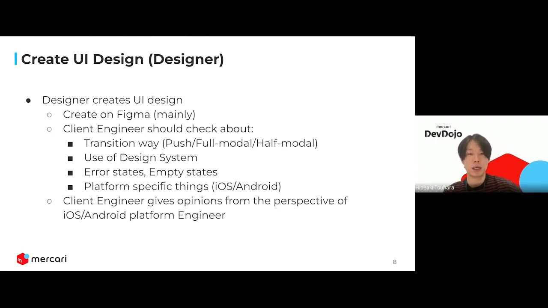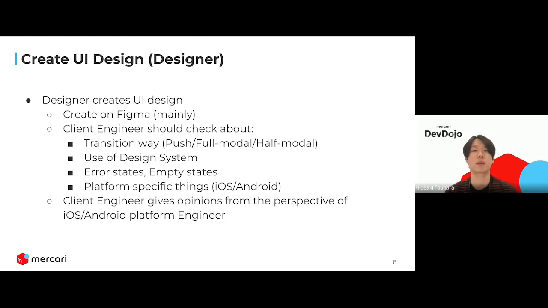The next step is to create the actual UI design. Most teams at Mercari use Figma. When the design is complete, what do client engineers do? Or where do they need to check? This is just an example, but first, transition ways, let's say push notifications, full modal, half modal, when only half of the screen is displayed. So when a new display is shown, what should it look like?